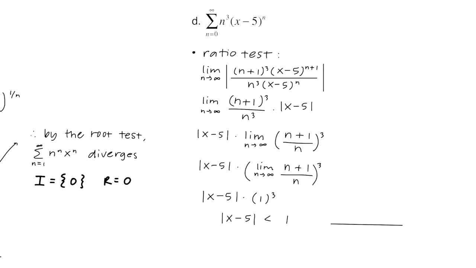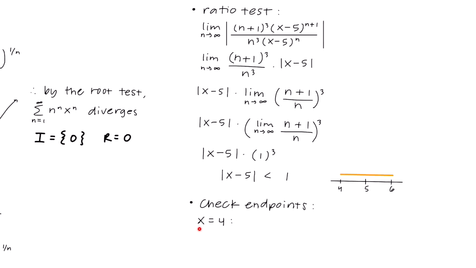Alright, so this is now a little bit different than the previous problems. We have the absolute value of x minus 5, and if you look at the original problem, it's parentheses x minus 5 raised to the power of n. So this problem is centered at 5, and because it's centered at 5 and it's less than 1, we're going to go out 1 in both directions. So when you go out 1 to the right, that's going to be 6, and when you go out 1 to the left, that's going to be 4 on the number line. So our interval of convergence goes from 4 to 6.